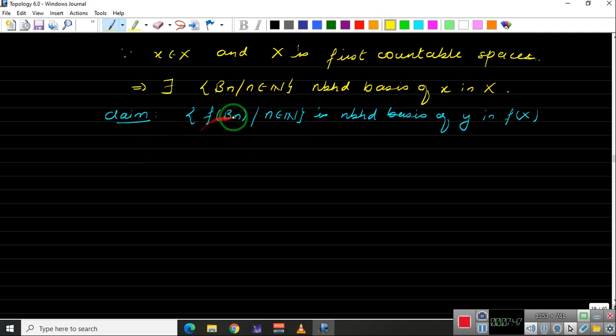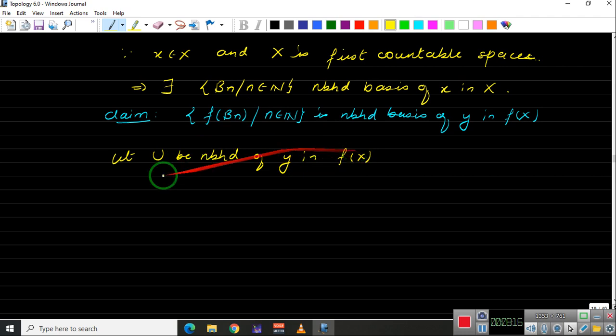Okay, so let us show that there exists some element such that, if you take any neighborhood of Y, so let us take that first. Let U be a neighborhood of Y in f(X). So we need to get one element of this form such that f of Bn will be inside U.